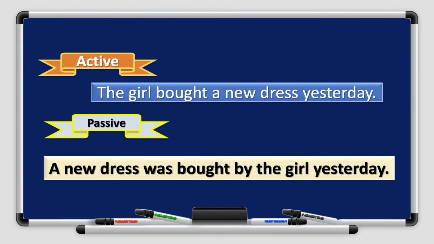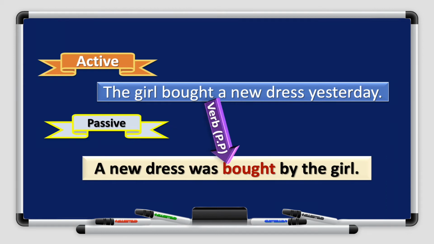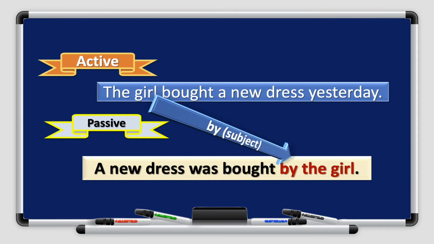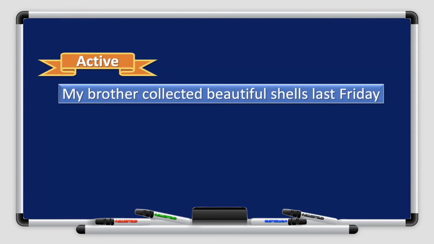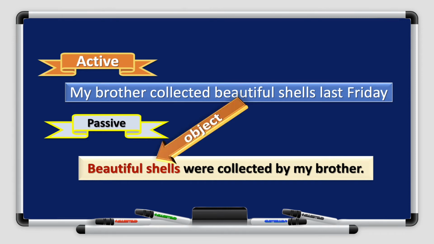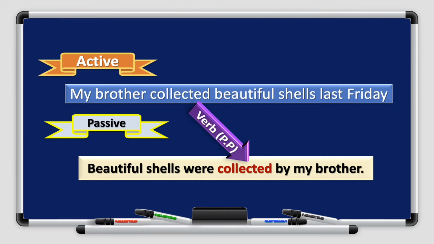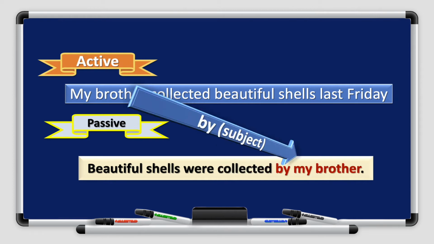Let's look at an example. The girl bought a new dress yesterday. That's an active past simple sentence. We want to change it into passive. We start with the object, and we have two things in the sentence, remember? Yes, the object here is a new dress. A new dress was bought by the girl. Was, verb to be, bought, past participle, and by the girl, the subject. Another example: My brother collected beautiful shells last Friday. We want to change it into passive. We start with the object. Beautiful shells were, verb to be, collected, our past participle here, and by my brother, which is the subject.